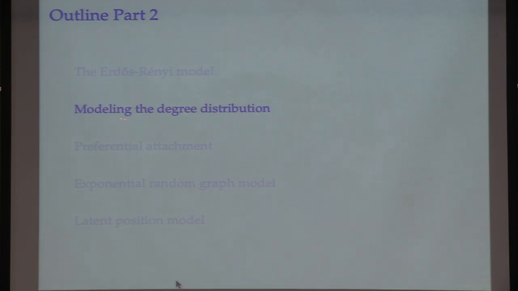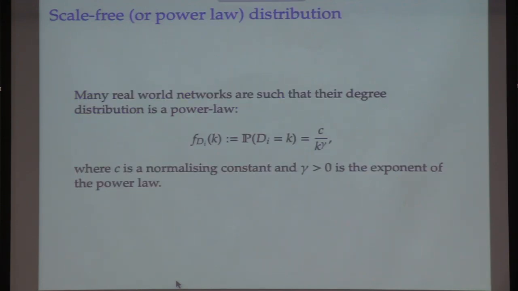So the first idea that people had to go beyond this Erdős-Rényi model that is too simple was to consider the degree distribution and try to model it in some way. So here we go to scale-free or power law distributions. I told you that very briefly in the first class. Many real-world networks are such that their degree distribution follows a power law.